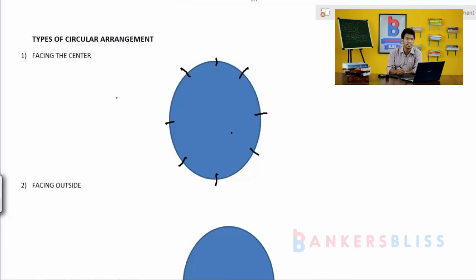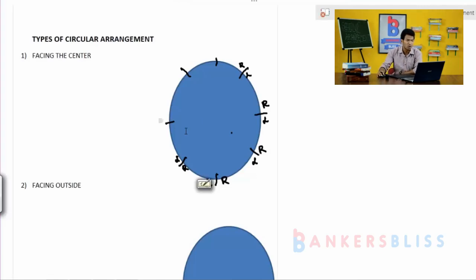So what do you mean by facing the center? Facing the center is nothing but our left and our right. Entire members who sit at the circular table are facing the center. It means our left and our right direction stay the same for everyone, left and right. Is it clear? So facing the center is nothing but our left and our right.